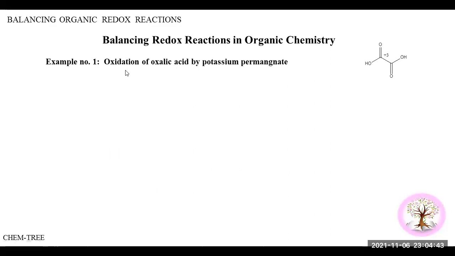Here is one of the examples where you can see oxalic acid. Oxalic acid has been oxidized by potassium permanganate. This is oxalate anion. It has been oxidized by permanganate anion in the presence of an acid to give you carbon dioxide and manganese +2. So you have to divide this whole equation into two half reactions.